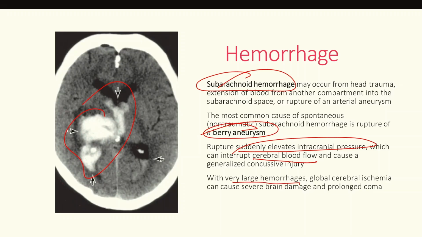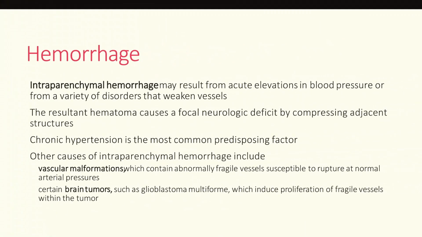With very large hemorrhages, global cerebral ischemia can cause severe brain damage and a prolonged coma. Usually patients have a very, very poor prognosis if they have a hemorrhagic stroke. Because of the bleeding, can you repair that? This is where you sometimes have to open the brain up and go in to repair these vessels. Sometimes you can do it internally to repair things, but depending on where they are, there are different things you have to do for treatment.